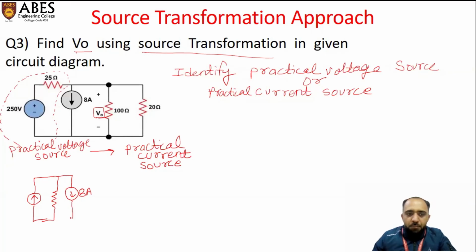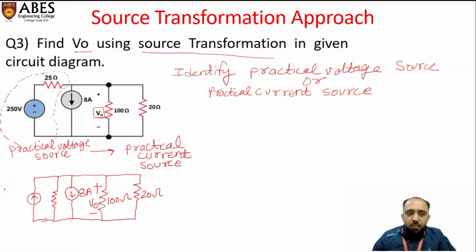This is 8 ampere. What is next? 100 ohm. Keep 100 ohm as it is and write it as plus minus V naught, as given in the original circuit diagram or the question. What is this? 20 ohm.